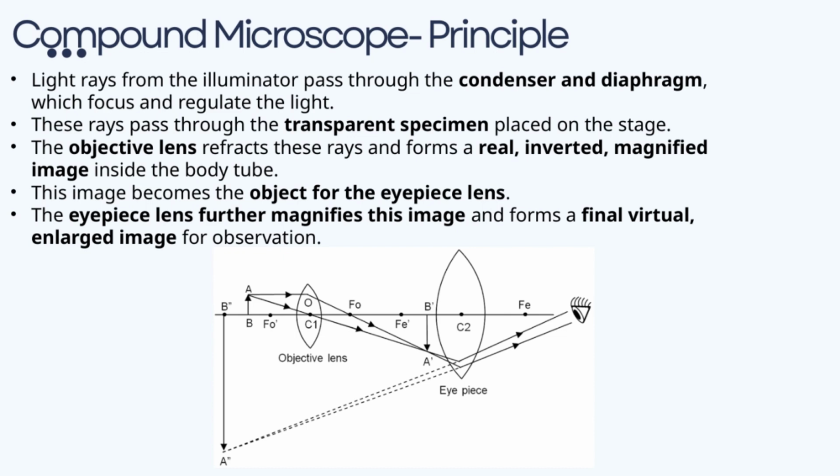This entire process illustrates how the compound microscope uses multiple lenses and controlled lighting to produce detailed, enlarged images of tiny specimens, integral to our understanding of microscopic structures.